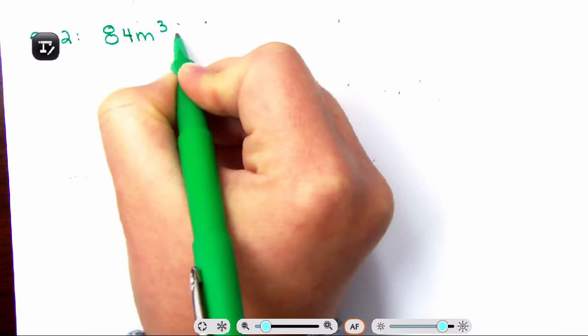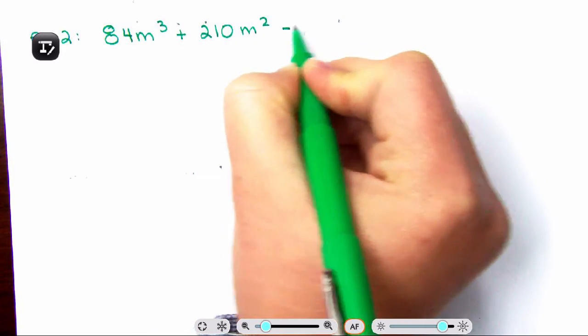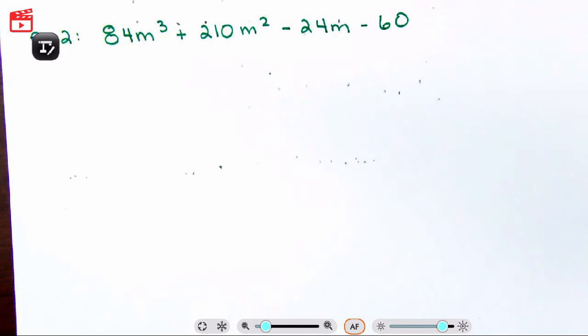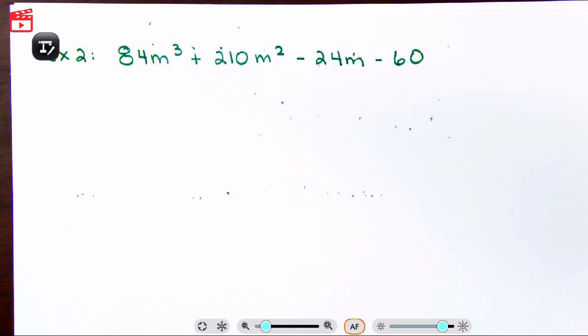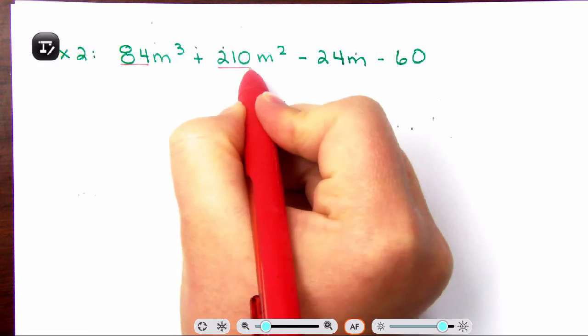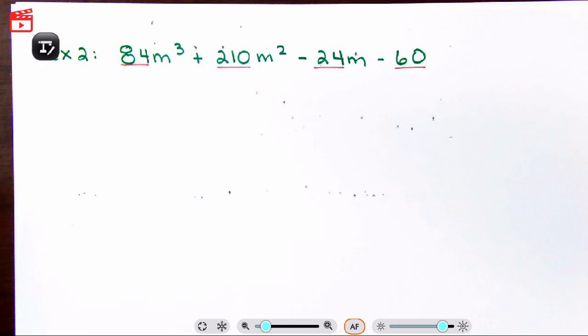84m cubed plus 210m squared minus 24m minus 60. And the first thing, step number 1, is always check for a GCF in the beginning to make your numbers easier to deal with. And I'm noticing I have 84, 210, 24, and 60. So I know at least 2 is going to be able to be pulled out. But let's see if there's any other numbers that can be pulled out.